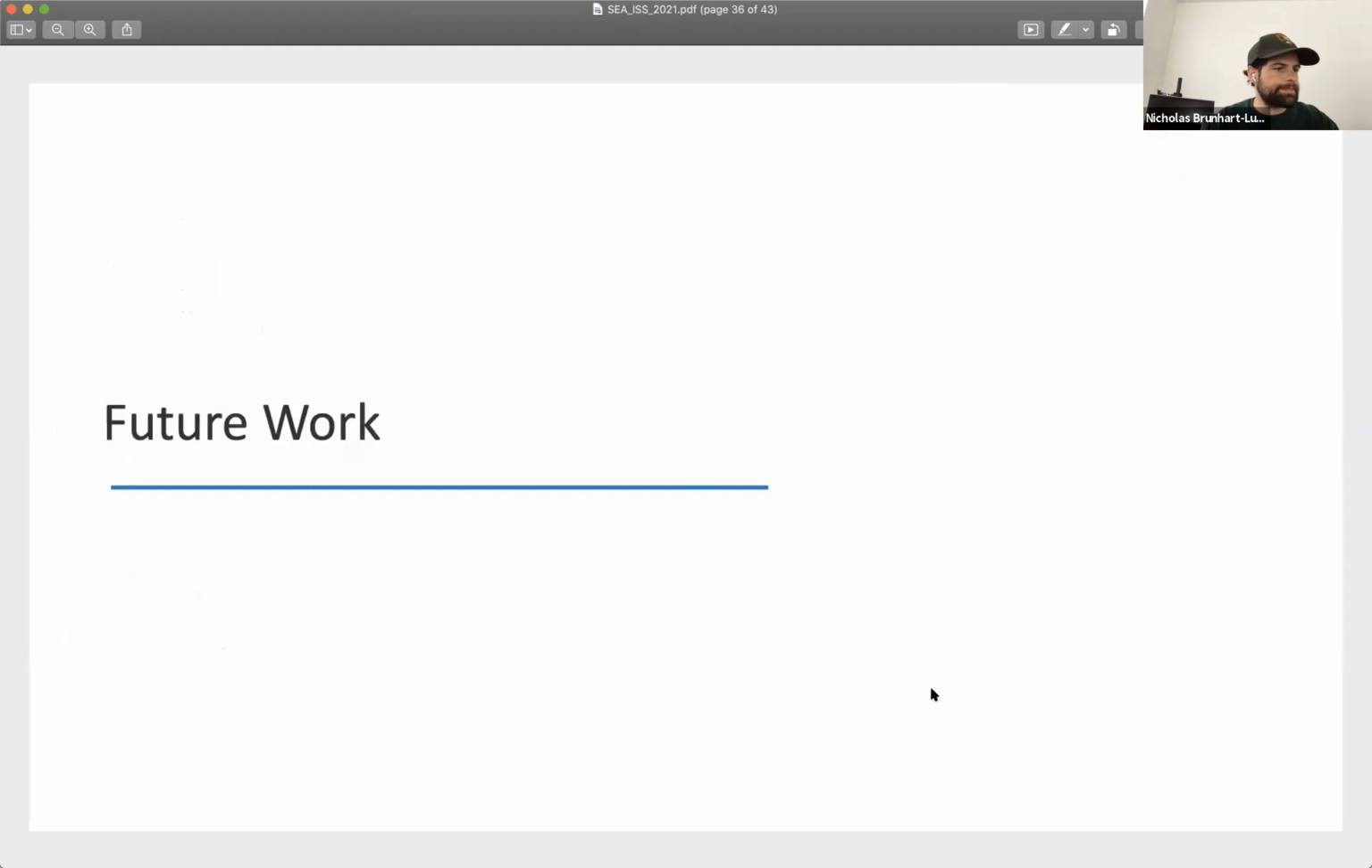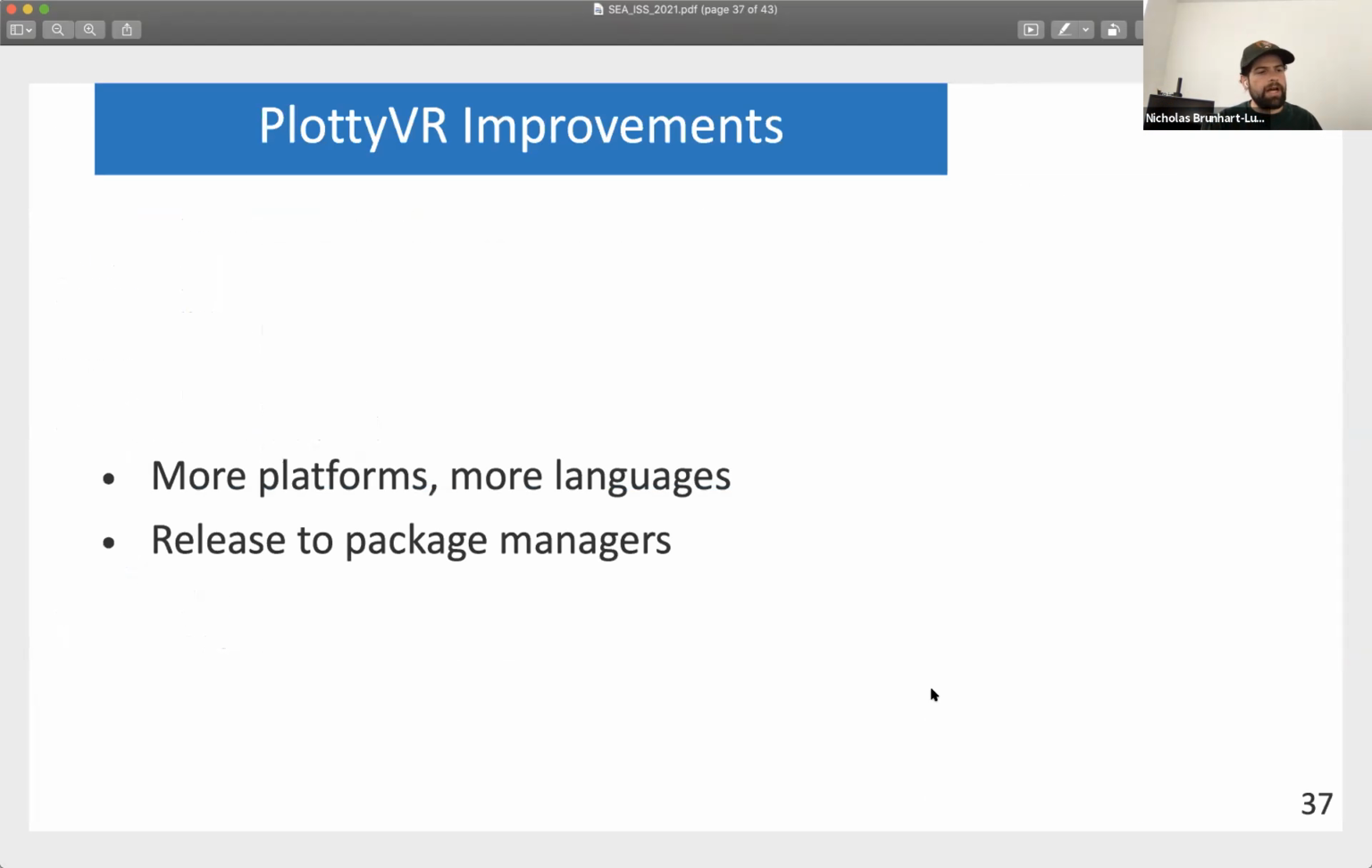So what's next? For Plotty VR, we'd like to release the server for more graphics platforms. Like I said, it supports two at the moment, but there's no technical reason why we can't do more. And we'd like to release the libraries for the languages. We have packages already for Python, R, and Julia. We'd like to release those to the official package managers. Right now, they're internal, so that everyone can use these wonderful tools.